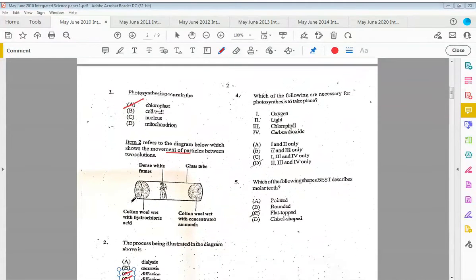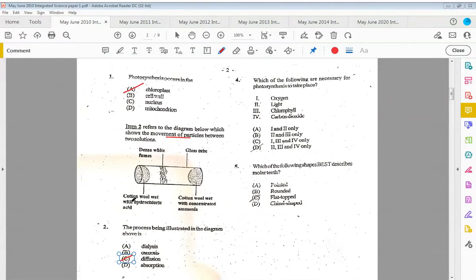4. Which of the following are necessary for photosynthesis to take place? The answer is D. We need light, we need chlorophyll, and we also need carbon dioxide. Oxygen is given off as a waste product. If this was water instead, then that would be correct.